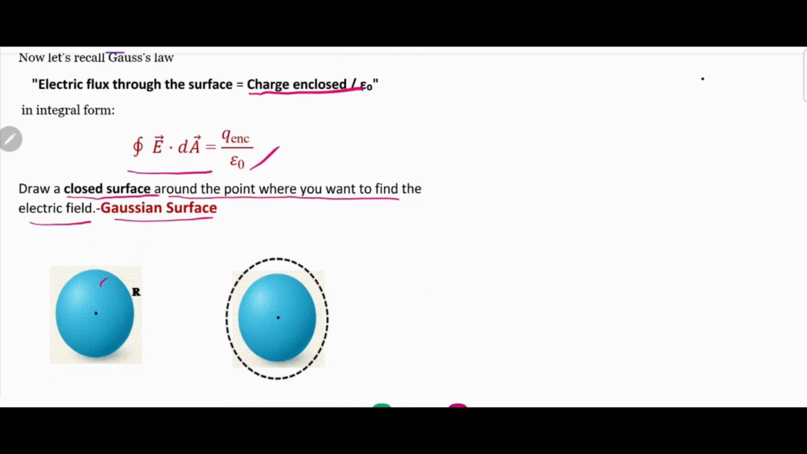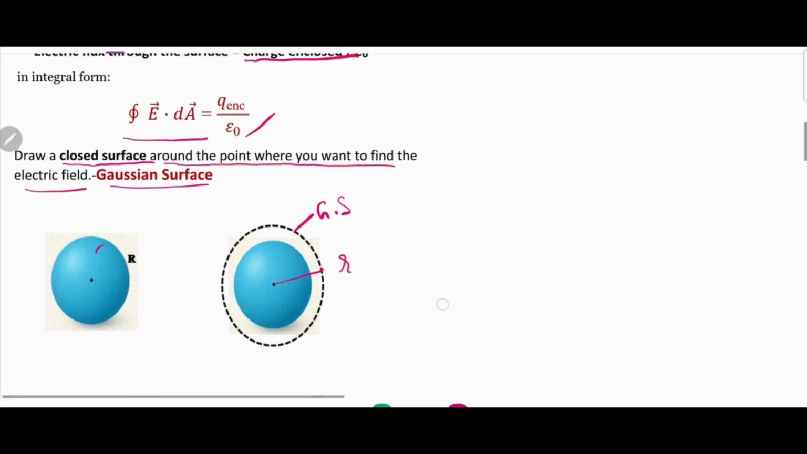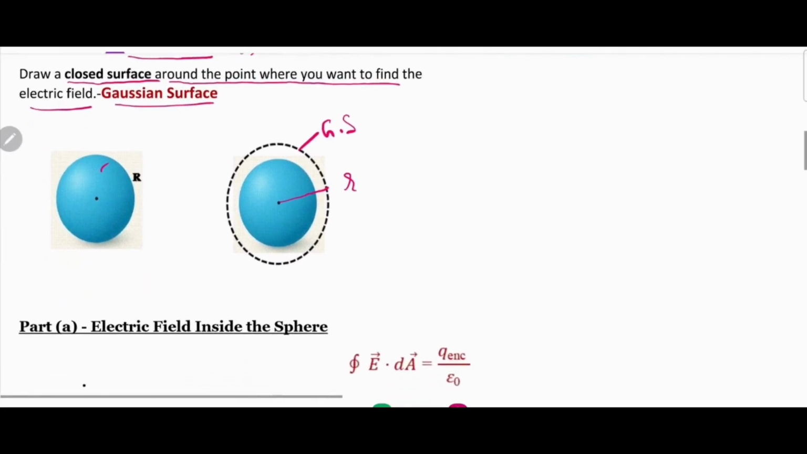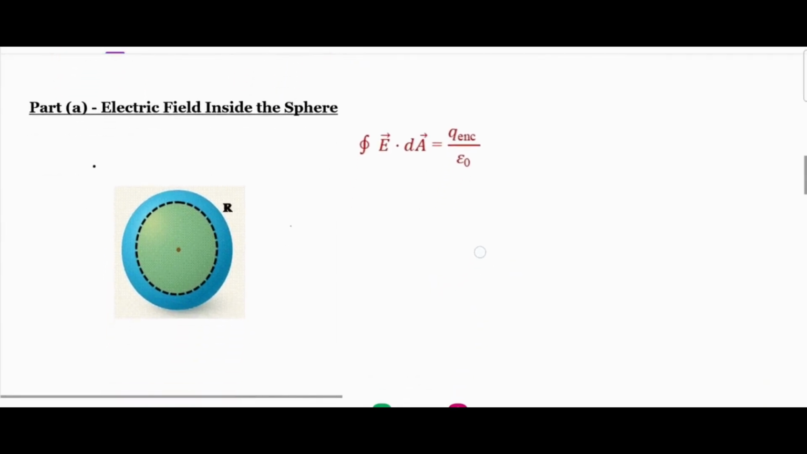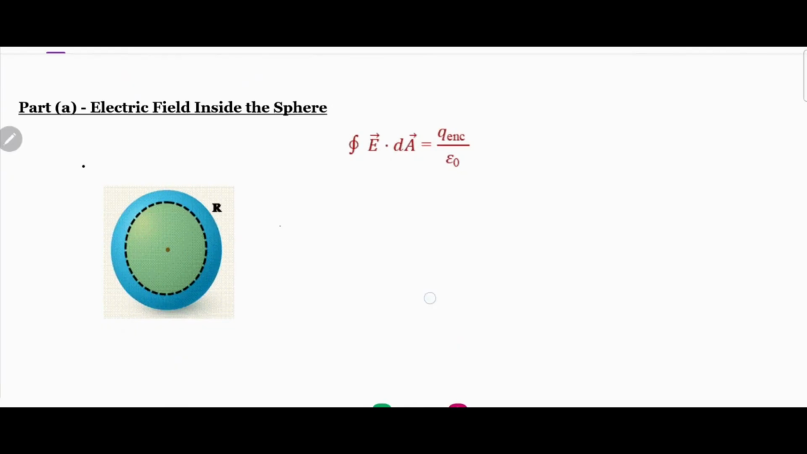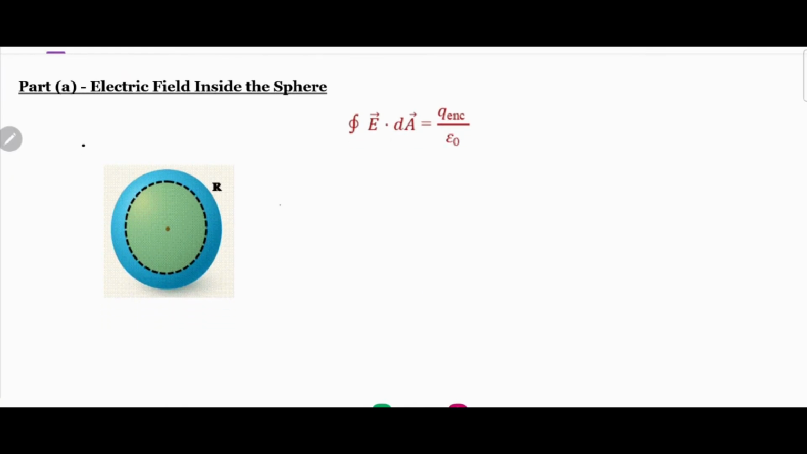So this is the given sphere. Now if we want to find the electric field at a distance r, we draw an imaginary surface. This is called the Gaussian surface. Based on this, we will solve our problem. So the first part is the electric field inside the sphere. Now we draw a Gaussian surface of radius small r. This dotted line is the Gaussian surface.